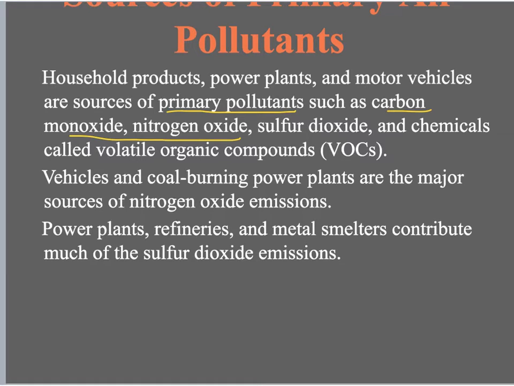Vehicles and coal burning power plants are the major source of the nitrogen oxide emissions, right? Because, again, those are chemicals found in fossil fuels. Power plants, refineries, right, is where you take a crude oil or a crude fossil fuel and you refine it, you kind of cook it down to something that's useful. And then metal smelters contribute much of the sulfur dioxide emissions. So these big industrial plants, smokestacks, think, just sort of the industrial complex is where a lot of these pollutants come from.